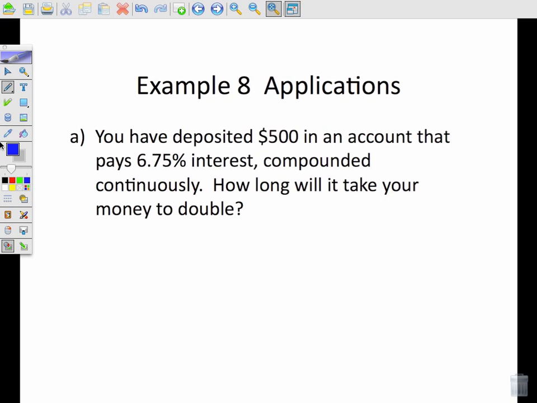All right, we're finally now going to be looking at an application problem, and so we can see where some of this solving and using logarithms might occur. You have deposited $500 into an account that pays 6 3/4 percent interest, compounded continuously. How long will it take for your money to double? Well, this is how we find continuous interest. A equals principal times e to the rt. It's the PERT equation.